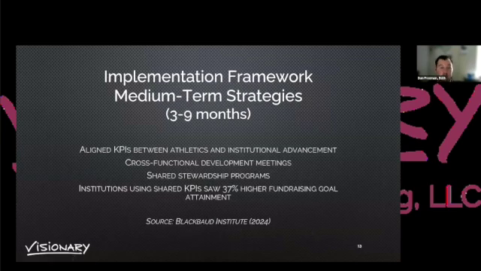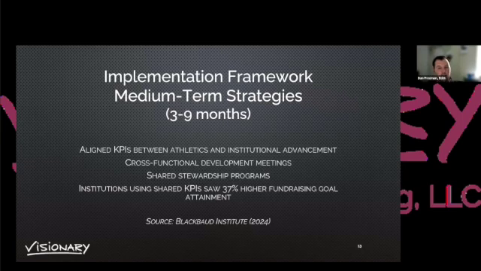So medium term strategies, 3 to 9 months, right? So some quarters. So align KPIs between athletics and institutional advancement. We know again, athletics can sometimes be on the sides of it. I know that it's gotten better, but I know previously metrics were not a thing. It was, we need to raise this amount of money to keep the lights on. And that was always the key.